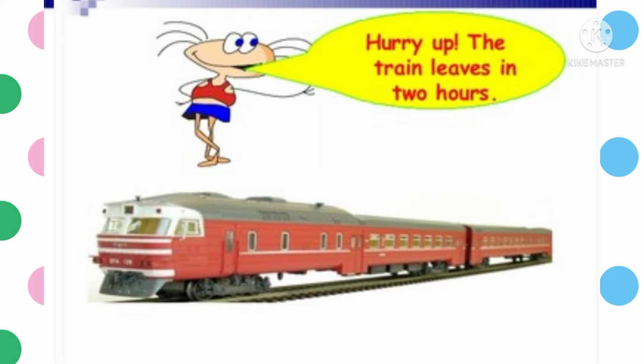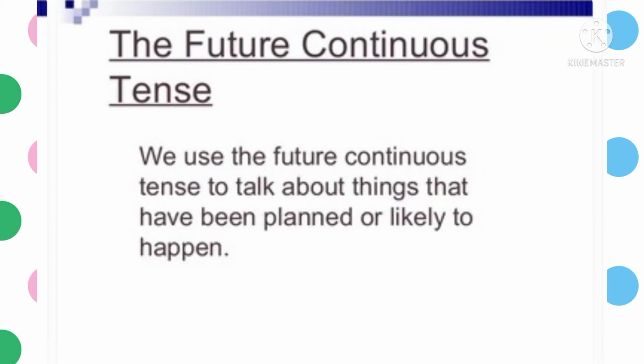Let's move to the next tense, that is future continuous tense. Okay, future continuous tense, when do we use future continuous tense? To talk about things that have been planned or likely to happen. Okay, or an event that will be continued for a particular time in the future.